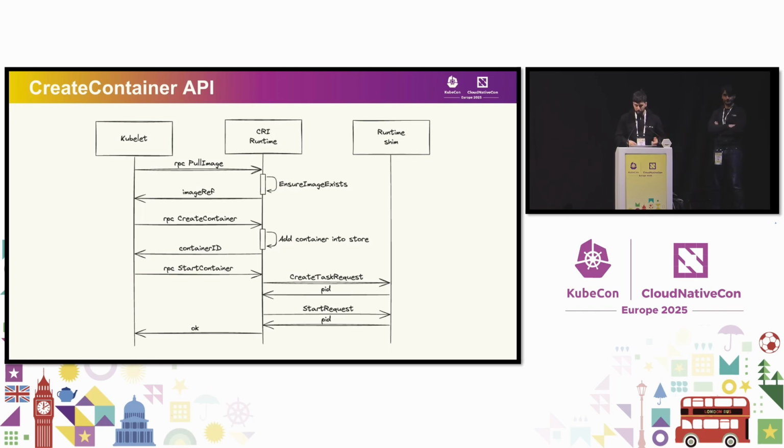It will return the image reference, and then with the create container and start container requests, it will finally talk with the runtime shim, the Ollama shim in our case, with these two different calls, the create task request and the start request, to create the container that will be in the sandbox. Finally, if everything goes fine, it will return an ACK.